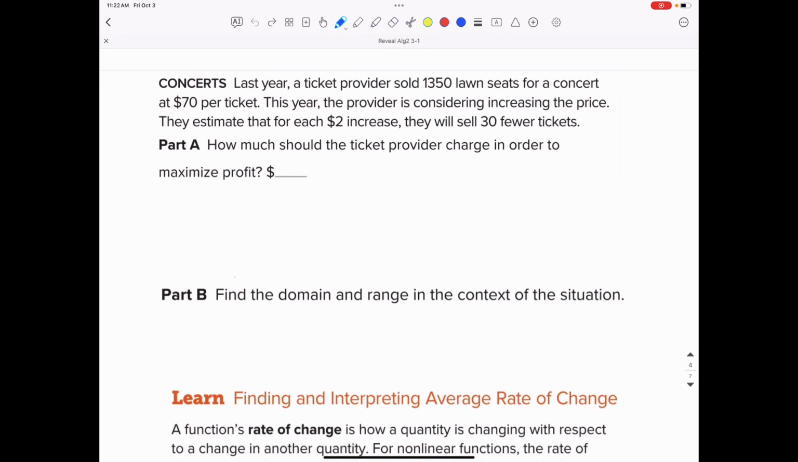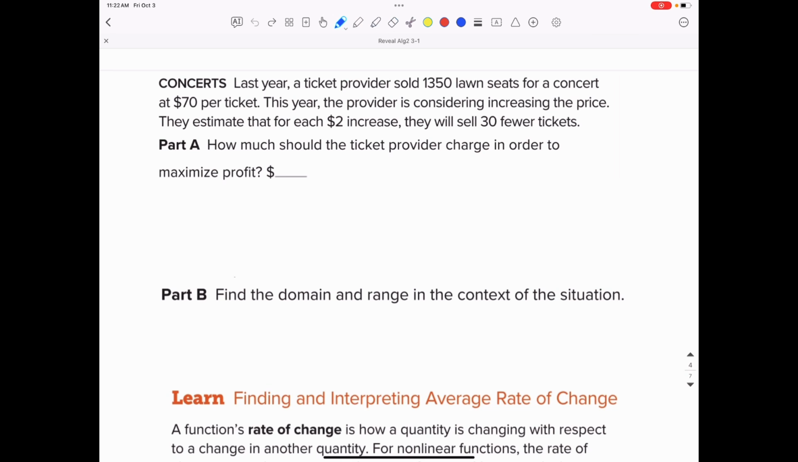Here's another one similar to the previous example. Last year, a ticket provider sold 1,350 lawn seats for a concert at $70 per ticket. This year, the provider is considering increasing the price. They estimate that each $2 increase, they will sell 30 fewer tickets. Part A is how much should the ticket provider charge in order to maximize profit?